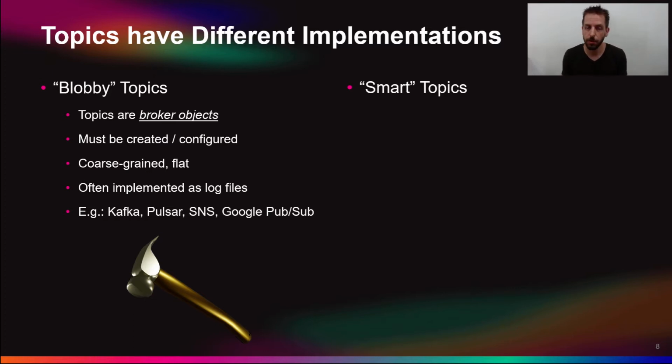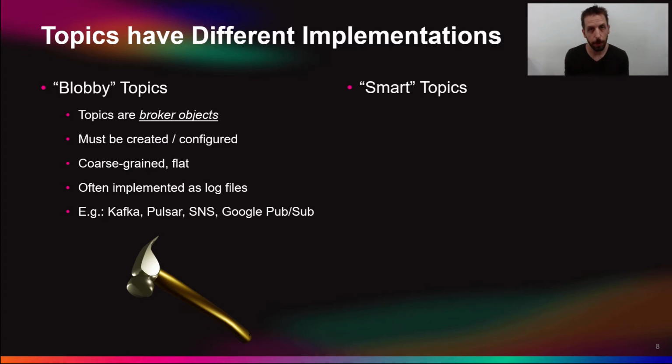They're typically coarse-grained, they're flat. Think of a file name, right? Often they're actually implemented as log files. There's a lot of streaming platforms that call themselves pub/sub, even though they're not really, that use log files. The log file is very much a broker-centric concept, and it's a static kind of object, right? Something that must be configured on the broker.